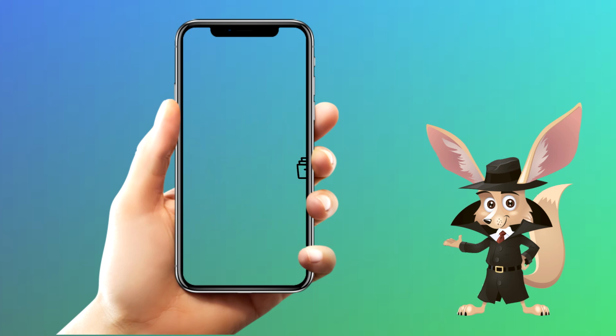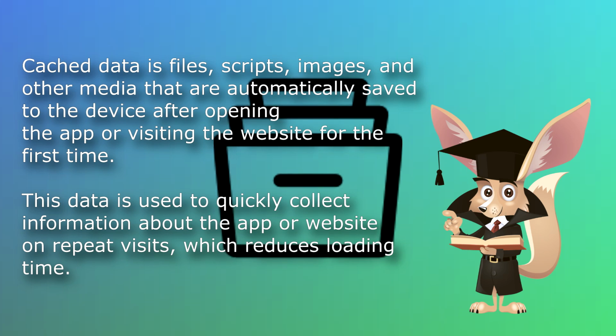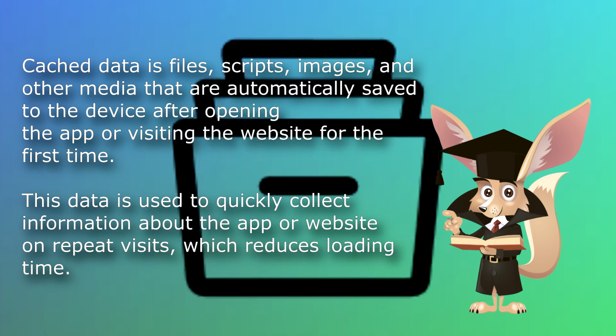Today, we're talking about our mobile phones, specifically about cache, what it is, why it exists, and why you should clean it regularly. So, cache data is made up of temporary files that your device saves to make apps and services load faster in the future.